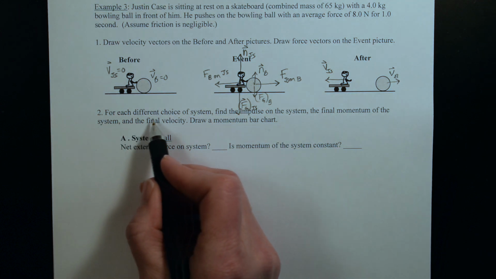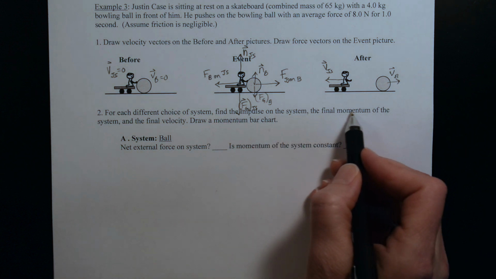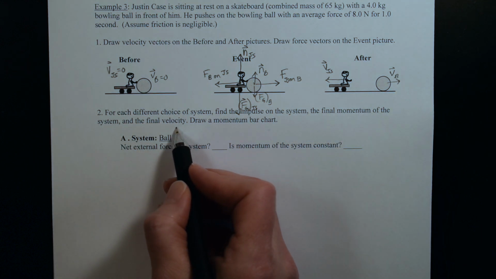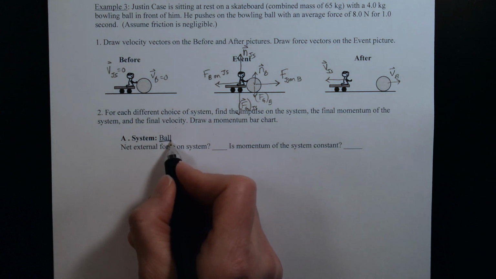Number 2, for each different choice of system below, find the impulse on the system, the final momentum of the system, and the final velocity. Draw a momentum bar chart. So in A, the system is just the ball.